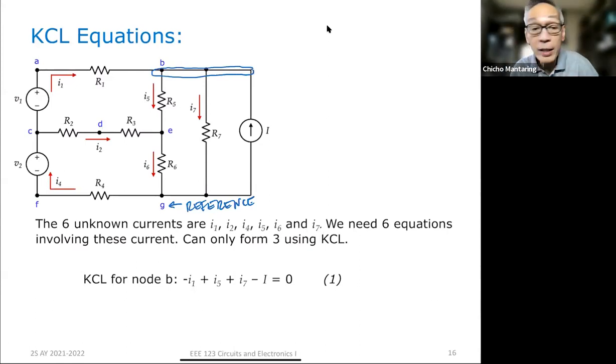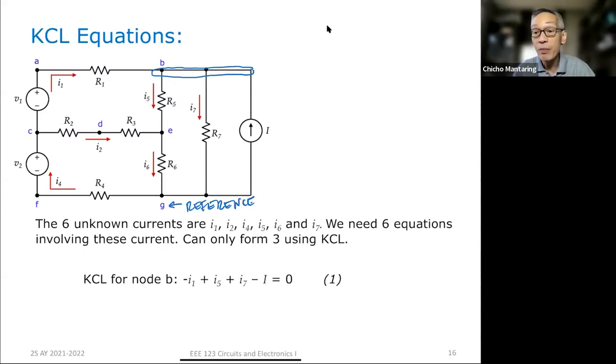So what are my currents that are moving away from the node? I5 and I7. And my currents that are entering the node are I1 and I. So the sum of that: minus I1 plus I5 plus I7 minus I equals 0. That's my KCL for node B.